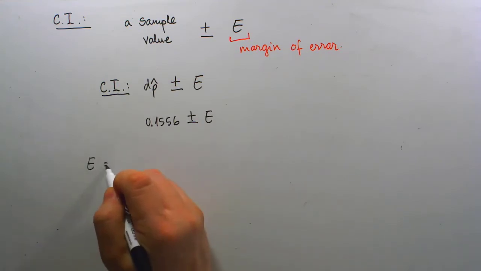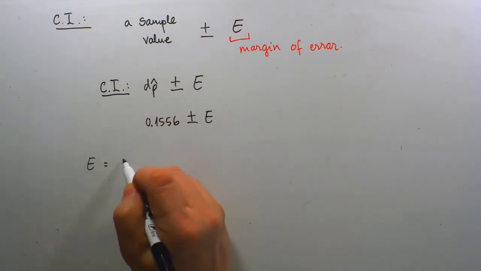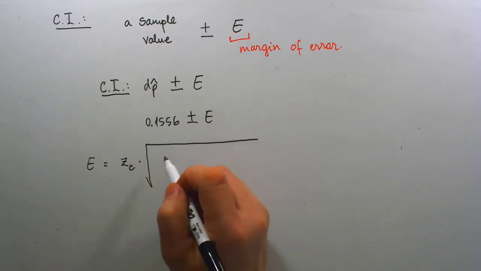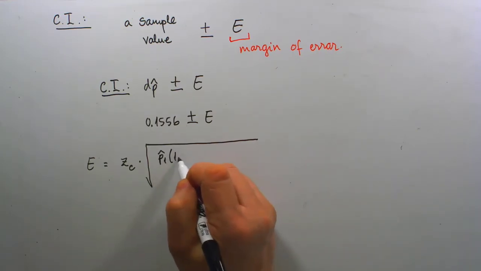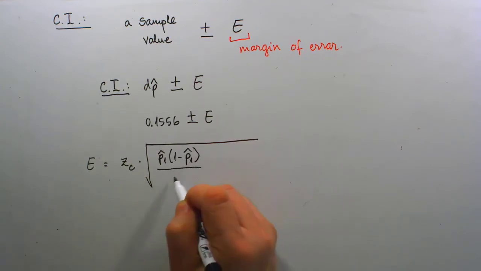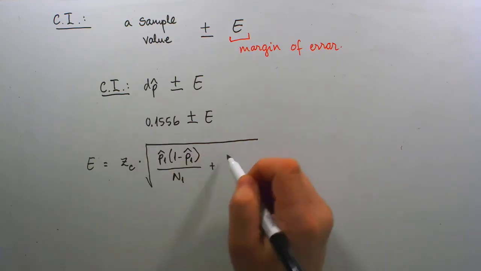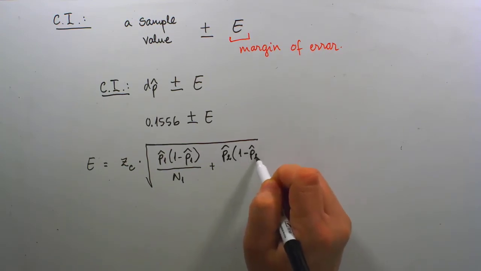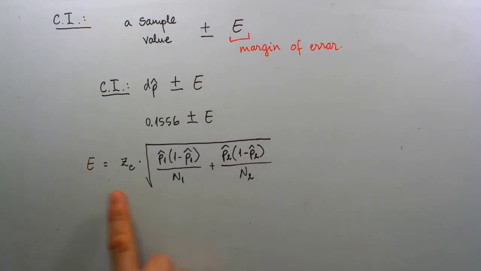The margin of error for our confidence interval to estimate dp is given by the following formula. E equals z sub c multiplied with a square root expression, where inside we have p hat 1 times 1 minus p hat 1 divided by the sample size of population 1, n1. And still inside the expression, we add another quotient, p hat 2 multiplied with 1 minus p hat 2, divided by n2. So this is our formula to calculate the margin of error that estimates the value dp.